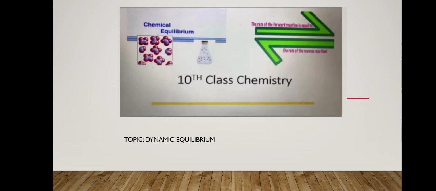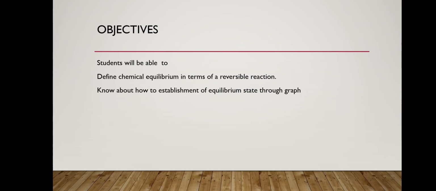Chapter number 9, Chemical Equilibrium. When we think of the term equilibrium, the first word that usually comes to mind is balance. However, the balance may be achieved in a variety of ways. Topic is dynamic equilibrium. Objective: students will be able to define chemical equilibrium in terms of a reversible reaction.